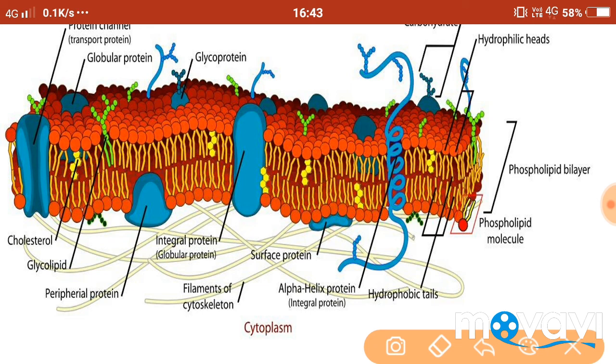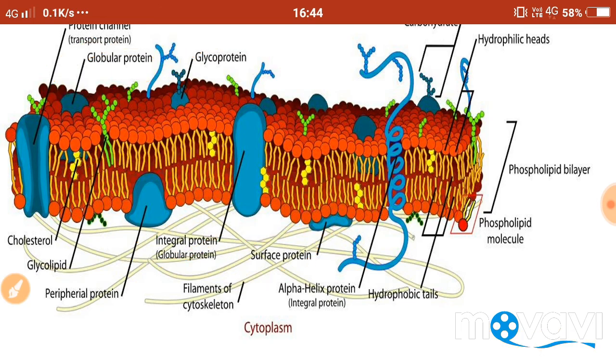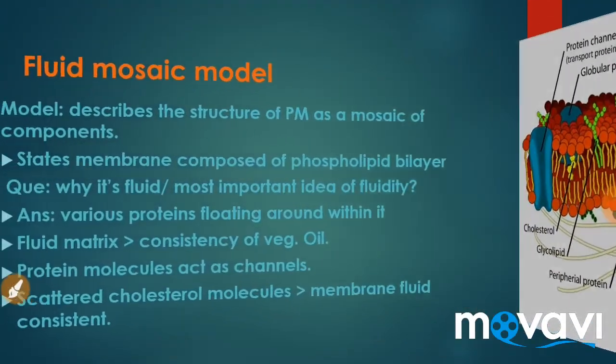Here you can see glycoprotein, globular protein, integral protein, and surface protein. In a glycoprotein, the protein is attached to a sugar moiety. These are responsible for signaling. Then there are surface proteins present on the surface of the plasma membrane. Integral proteins are embedded in the biomembrane. And the transport proteins are protein channels responsible for the passage or transport of certain molecules or ions.